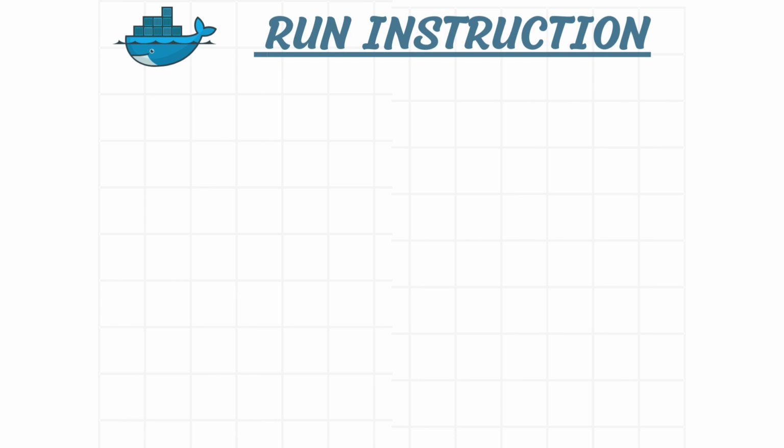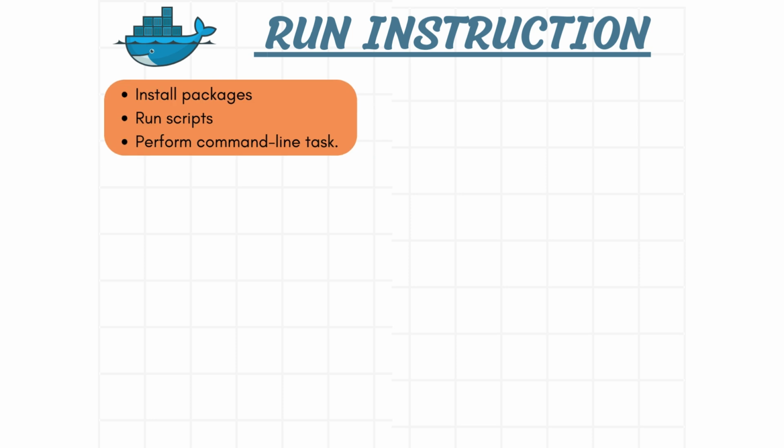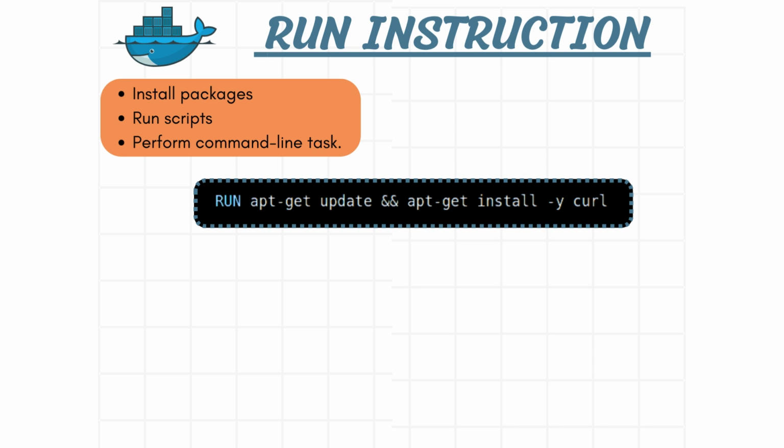Let's talk about the RUN instruction in Dockerfiles. The RUN instruction is used to execute commands in a new layer on top of the current image and commit the results. This instruction is one of the most powerful and flexible Dockerfile instructions, as it allows you to install packages, run scripts, or perform any command line task needed to set up your environment.